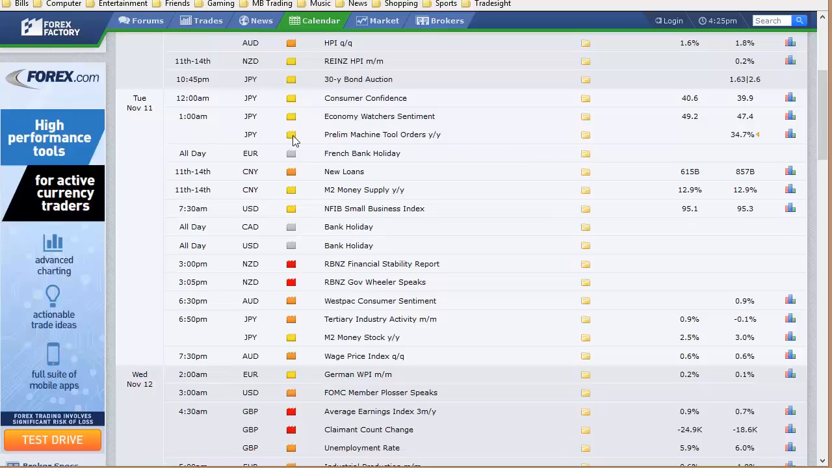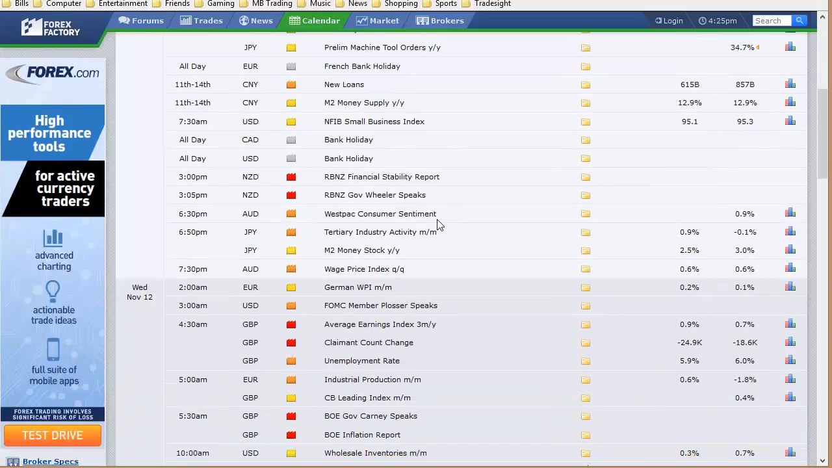Tuesday, consumer confidence. Economy watchers sentiment. Preliminary machine tool orders out of Japan. Got a French bank holiday on Monday. Be aware of that. New loans out of China somewhere during the week along with M2 money supply. They're not real specific about the date and time on those. Remember that Tuesday is Veterans Day here in the U.S., so it is a bank holiday. So even though the stock market's open, the banks are not, and Forex pairs should be pretty tame. So we probably will not do calls. We will post levels, but we will not do calls Monday going into Tuesday.